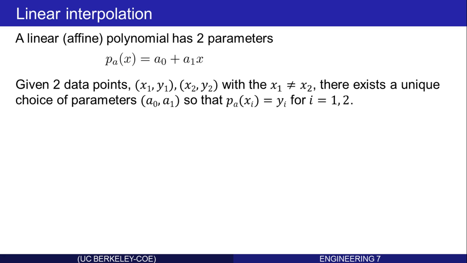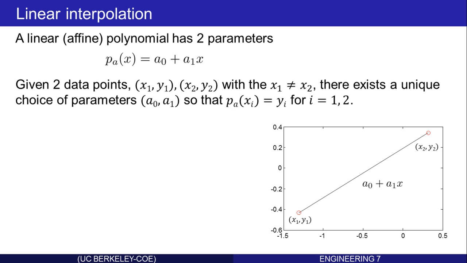Given any two data points, x1, y1, and x2, y2, with the x's different, then there exists a unique choice of parameters. These are really the slope and the y-intercept, so that the polynomial evaluated at each individual x gives the corresponding y. There's a picture of an x1, y1 pair and an x2, y2 pair, and clearly there's only one straight line that passes through those 2 points. You could determine that straight line, figure out its slope and its intercept, and that would be the formula for the linear affine polynomial that interpolates those 2 points. Clearly it's an easy system of equations to solve. It can be done any number of ways.